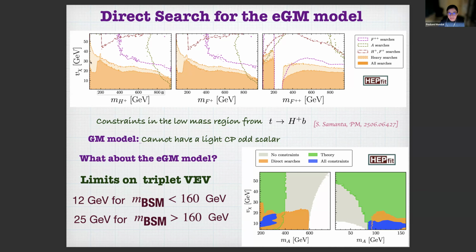In the light mass region, the constraints from the heavy Higgs searches are weaker, but when you incorporate the light searches, which are included in the all searches, meaning heavy searches as well as light searches, we can see that the region gets much more constrained in the light mass area. This is mainly coming from the top decay, top going to H plus b. From these decays, this low mass region gets constrained.